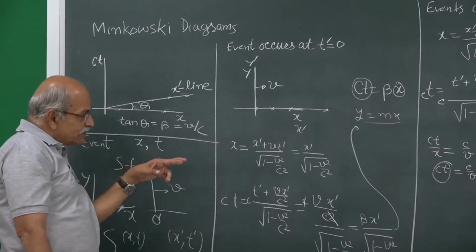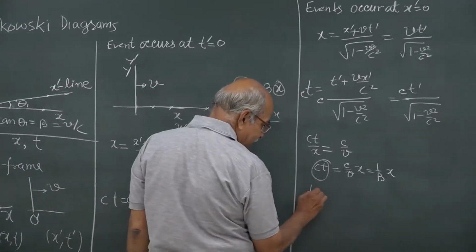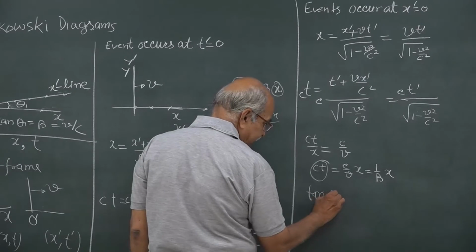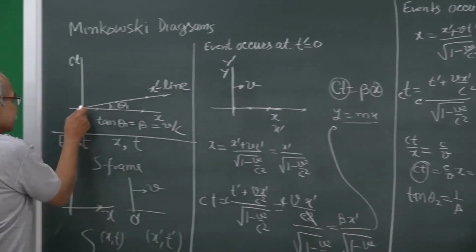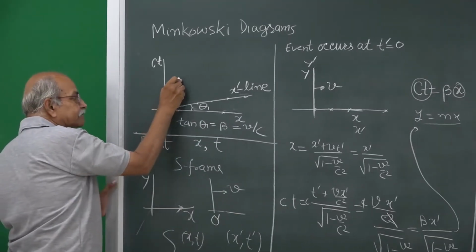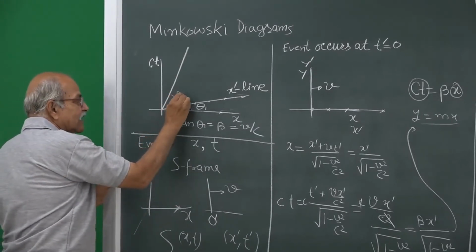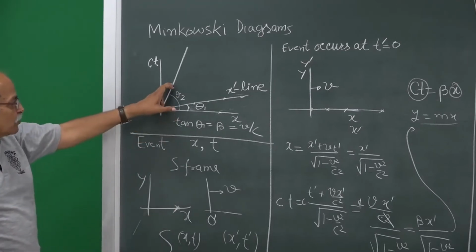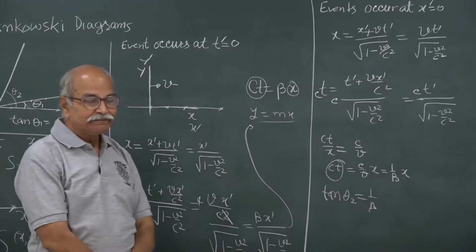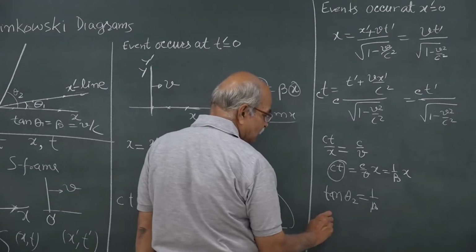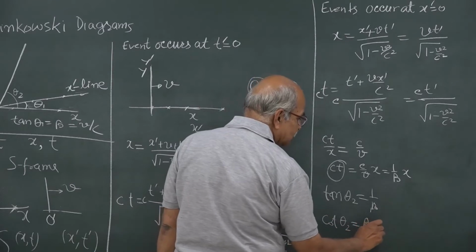Now, if the angle from the x axis is theta 2, what you will have is tan theta 2 is equal to 1 by beta. So, this is again a straight line, and if this angle is theta 2, then tan theta 2 is the slope of this line, and the slope of this line is 1 by beta. So, tan theta 2 is 1 by beta. What is cot theta 2? Cot of theta 2 is beta, which is tan of theta 1.